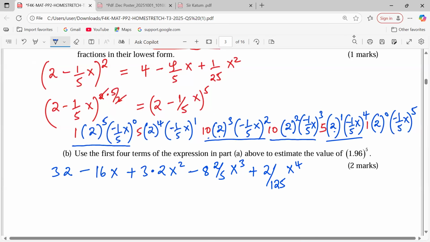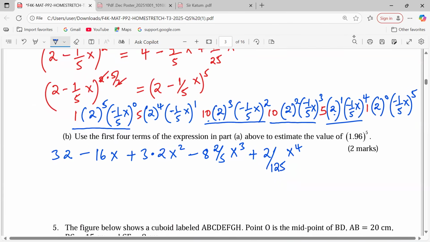So whenever a term is negative and we raise it to an even power, the negative cancels out. When a term is negative and we raise it to an odd power, like power 3, power 5, the negatives are usually retained.